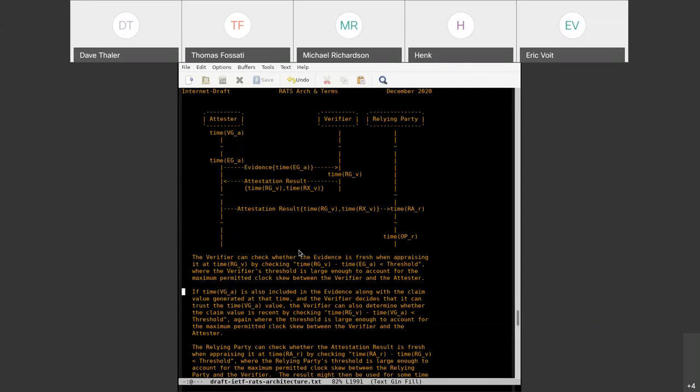Okay, but what you're really interested in knowing here is the age of the claim, isn't it? Correct. And that is governed by the policy on the verifier. The verifier says you have to have generated or measured the values no more than such and such ago, in this example section. Whatever that such and such is, that's the threshold.